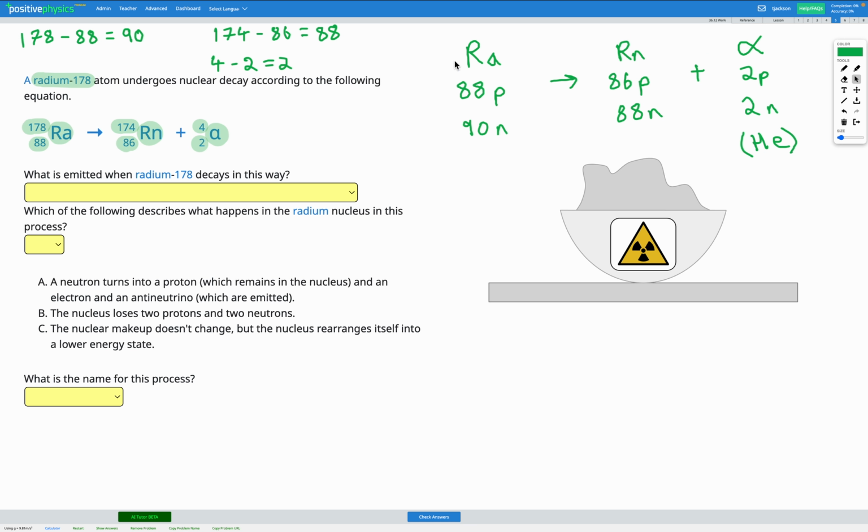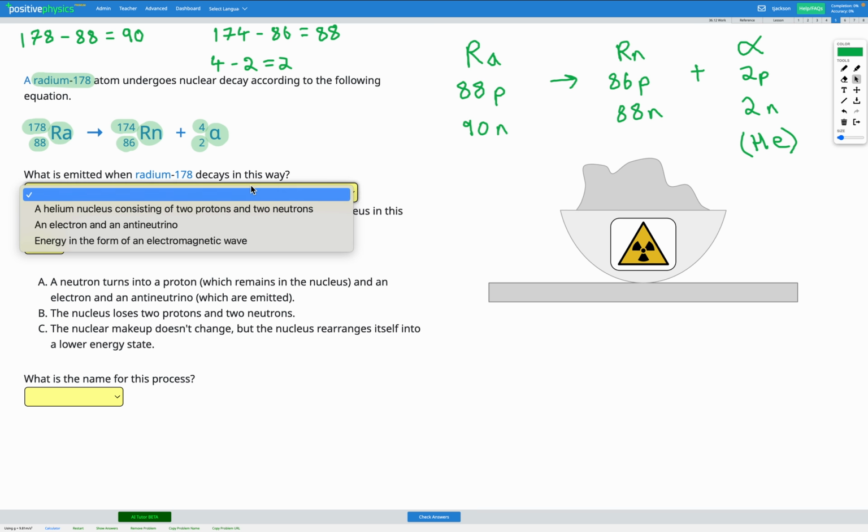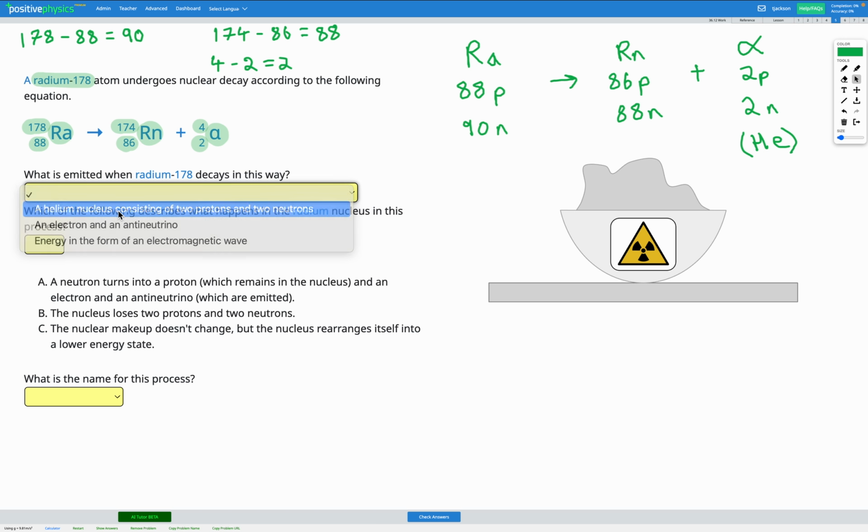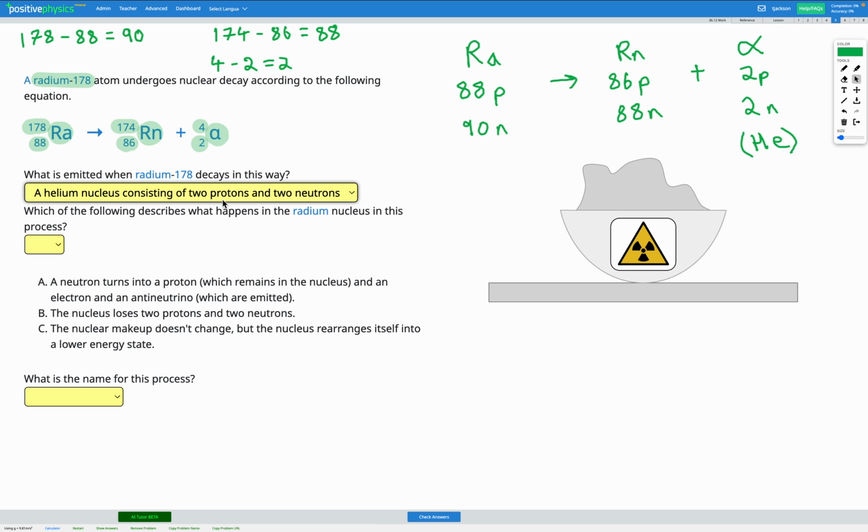What is emitted when radium decays in this way? The radium turns into radon and emits this alpha particle, which has 2 protons and 2 neutrons. In other words, it's a helium nucleus. So we're emitting a helium nucleus consisting of 2 protons and 2 neutrons.